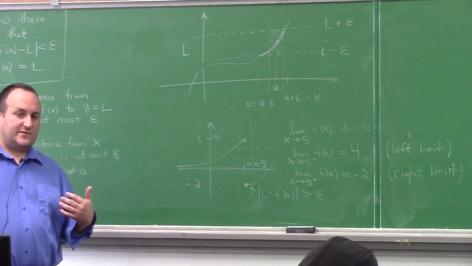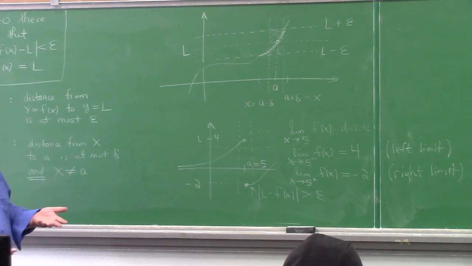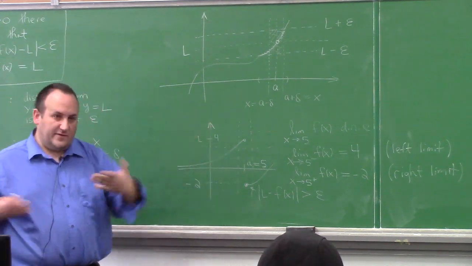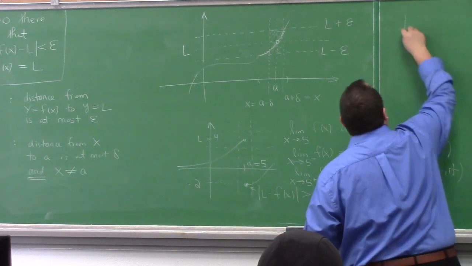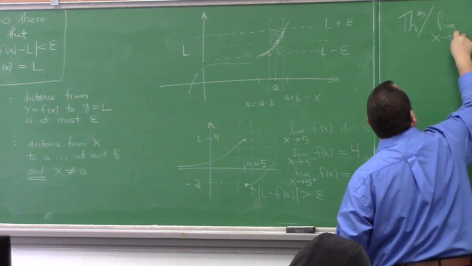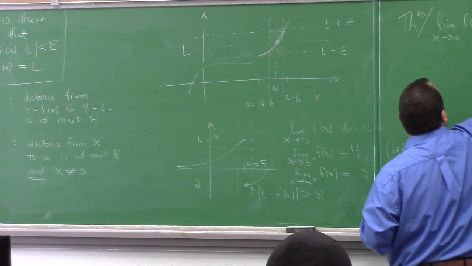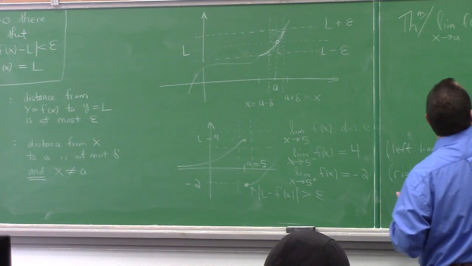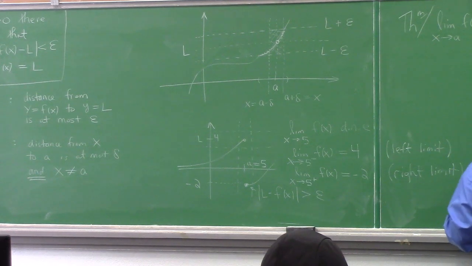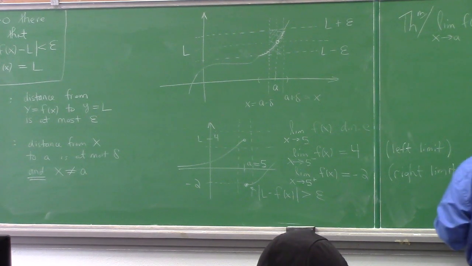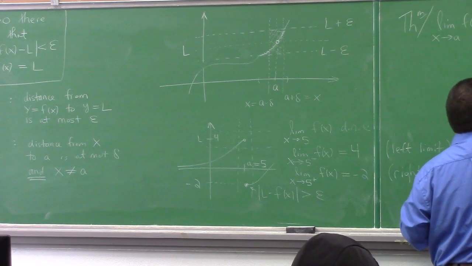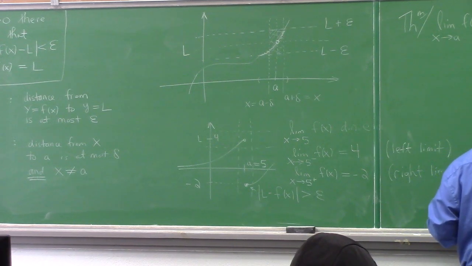So double-sided limits only exist, what's the theorem? What's going to be the relation between the double-sided limit and the left and the right limit? There's a theorem we can state, right? The limit as x approaches a of f of x equals L is only going to be true if the limit as x approaches a from the left of f of x is equal to L, and the limit as x approaches a from the right of f of x is equal to L.